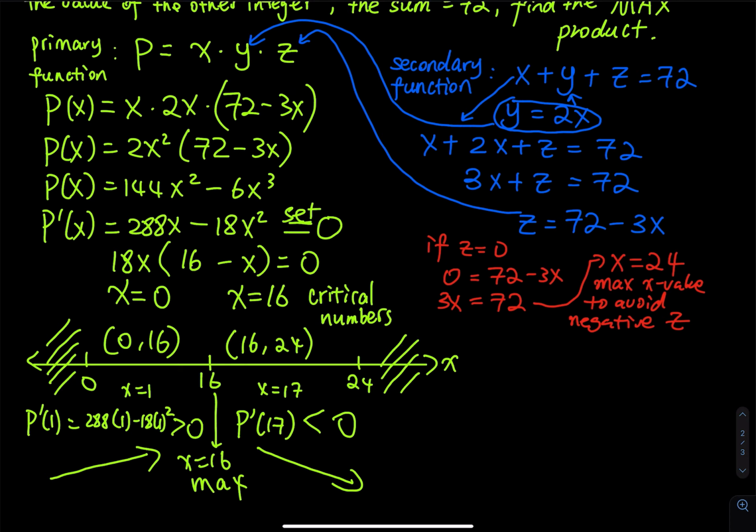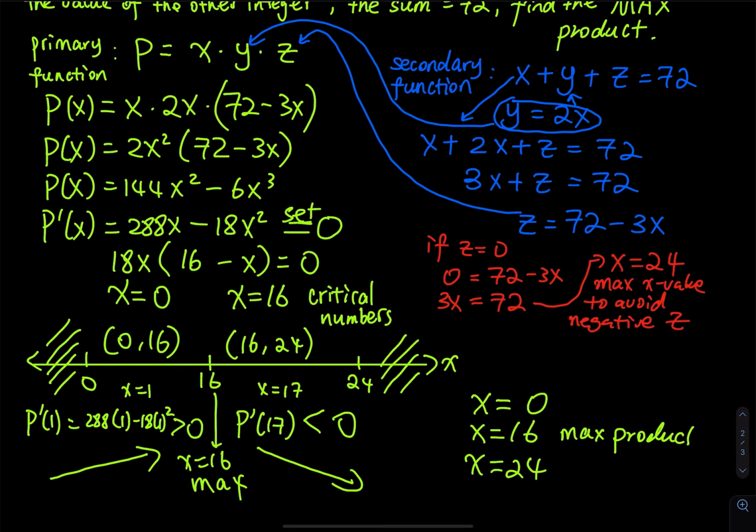But before we get into that, let's show that when x equals 16, we have a maximum product. So at this point, we have x equals 16. We also have x equals 0 and x equals 24. We need to make sure at x equals 16, we have a maximum product. How do we know? All you have to do is plug that into the primary function. Where is the primary function? Can you tell me that? So the primary function is right over here. We need to plug it into the p of x equals 144x squared and so on. All right, so that is the primary.